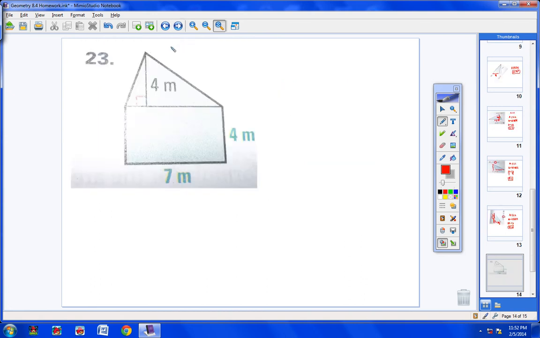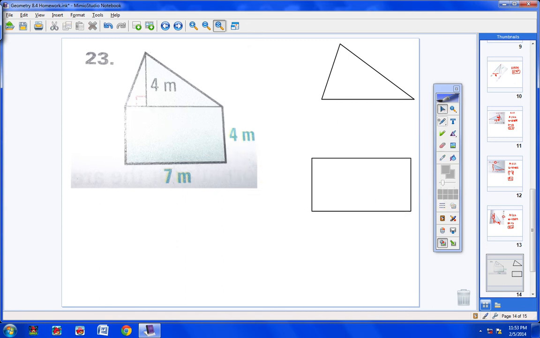All right, let's continue on. Let's take a look at number 23. They want us to find the area of this entire object. Now, I'm going to split it up, and I think that's really the smart thing to do here. So there's the top part of this figure. I'm going to pull it right over here. And then here's the bottom part of this figure. And what I'm going to do is I'm going to find the area of each one of these, and then we'll add them together. All right, so let's go ahead and label our sides.